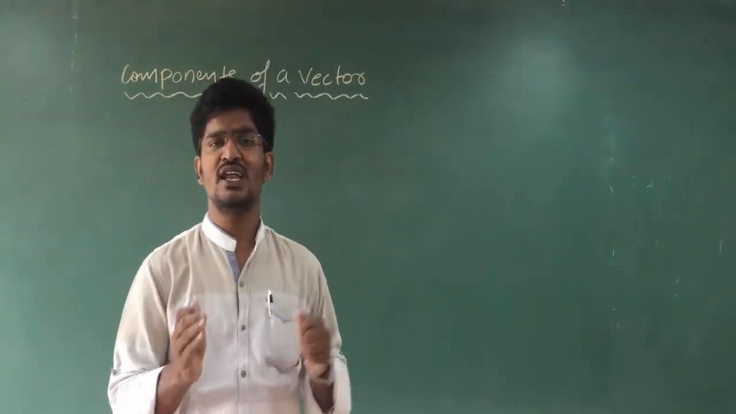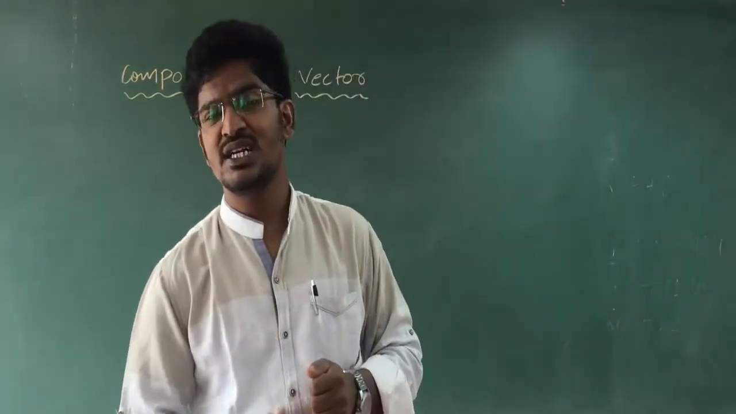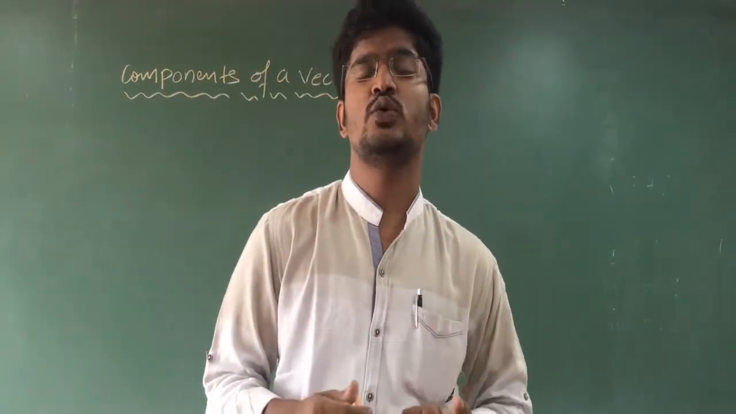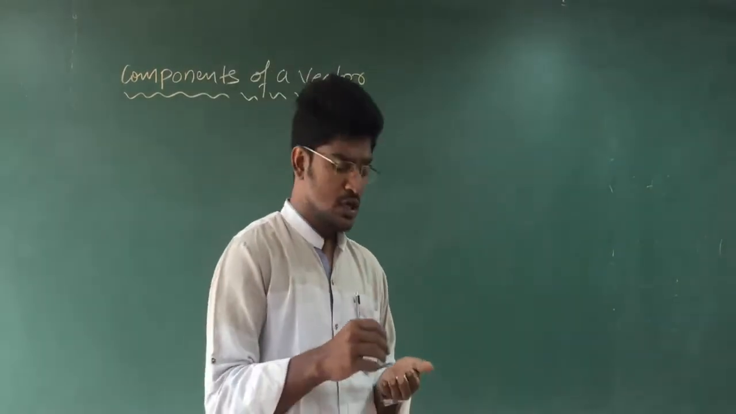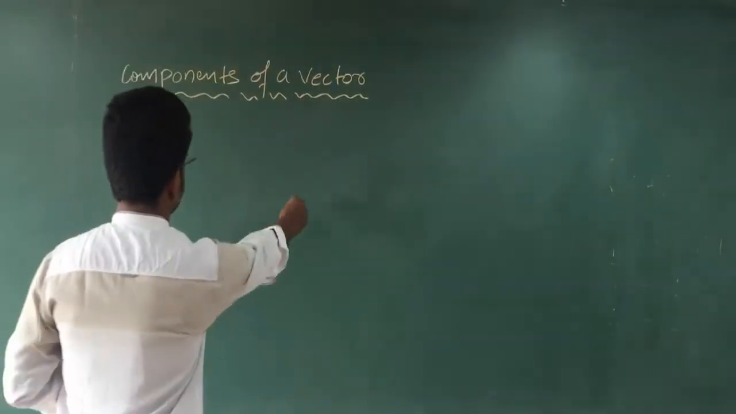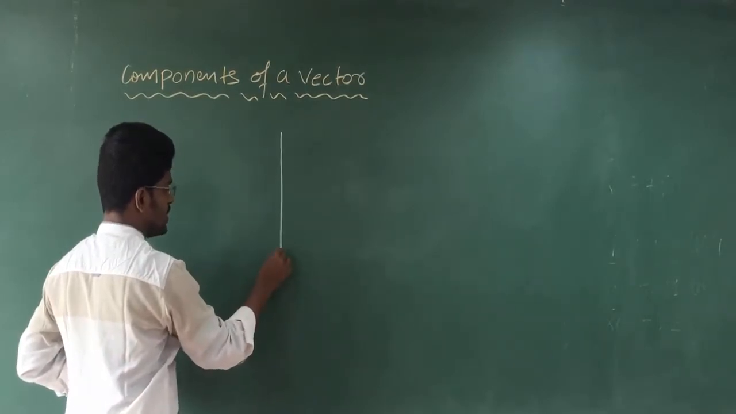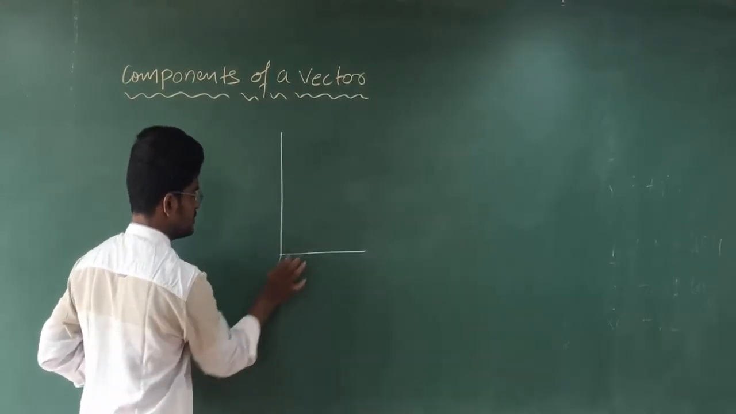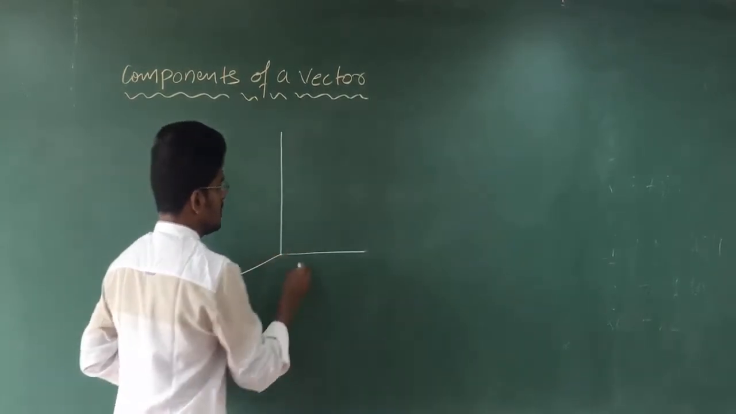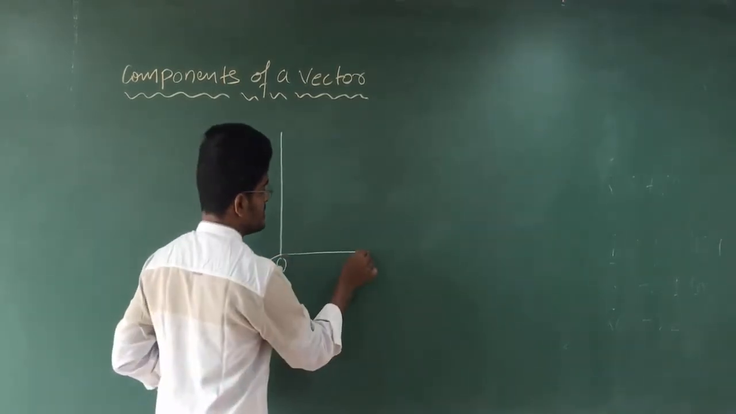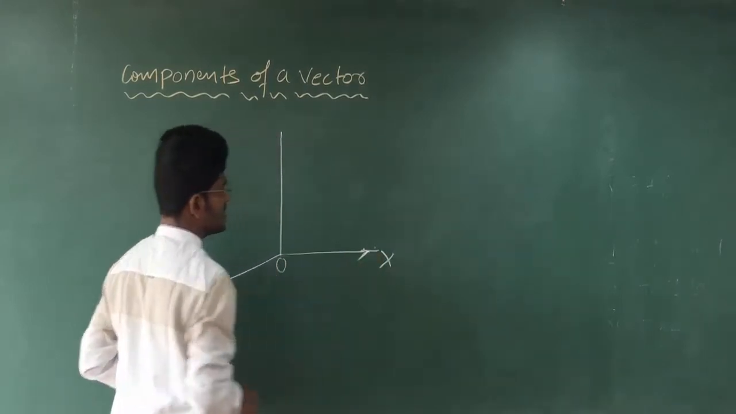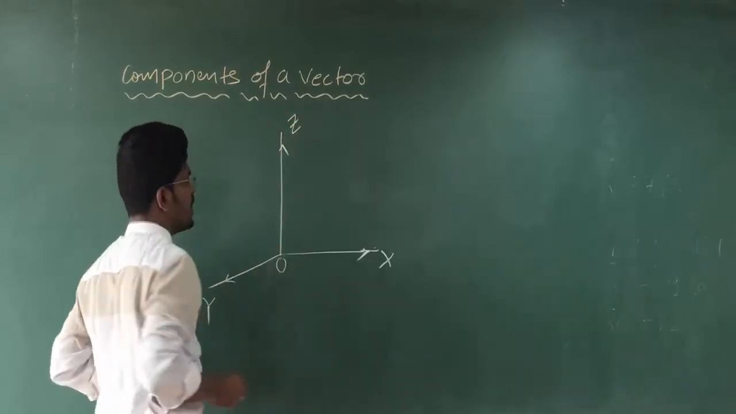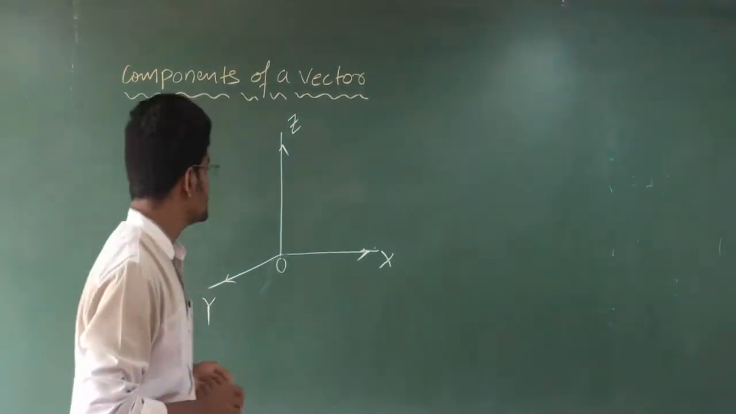So I will represent a vector in three-dimensional geometry. To represent a vector in three-dimensional geometry, what all components you are going to have, that is very important. Clear? So first, I will take some three-dimensional space. Origin, this is OX, this is OY, and this is OZ. So I have three axes here.